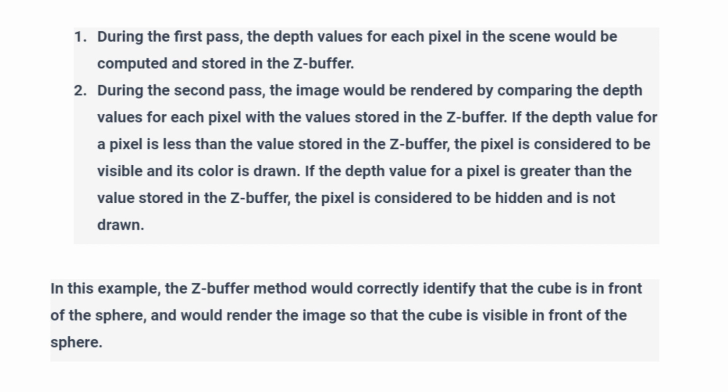In this example, the Z-buffer method would correctly identify that the cube is in front of the sphere and would render the image so that the cube is visible in front of the sphere.